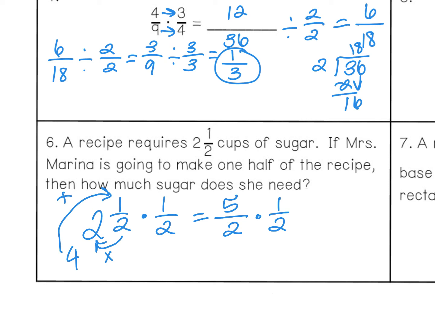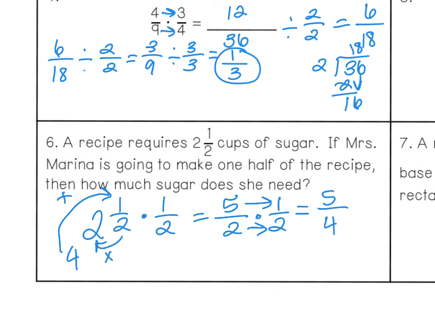So I'm now going to multiply my numerators together. 5 times 1 is 5. And my denominators, 2 times 2 is 4, giving me 5 over 4. Now this fraction here is an improper fraction because my numerator, 5, is bigger than my denominator, 4. So I need to convert this, or simplify it, down to a mixed number because I can't just leave my fraction as 5 over 4.